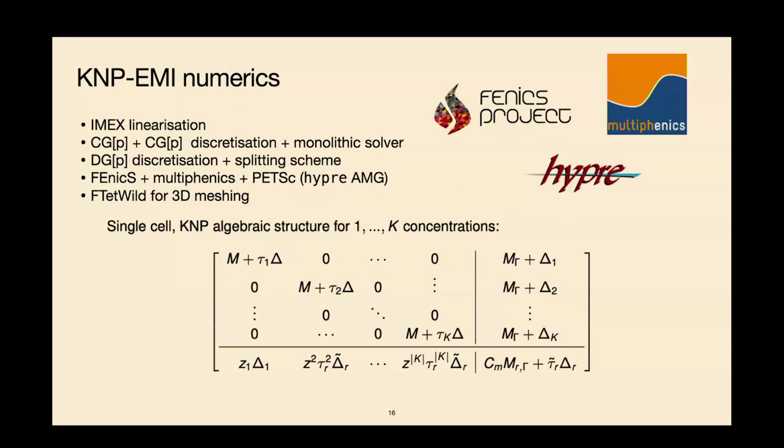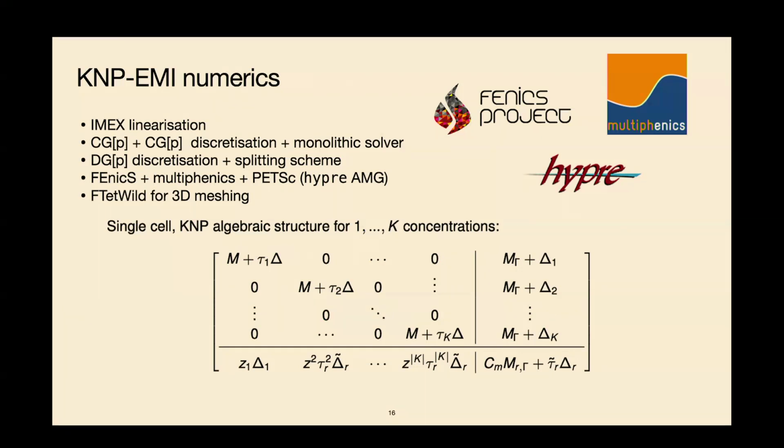For the numerics, we use IMEX linearization. The problem that I showed initially was not linear, so we need to linearize. And for this, we do implicit-explicit. We have two different schemes. One is CG plus CG, CG inside and CG outside, of order P. And for that, we need something else. This is the multiphenics module, which can deal with the interfaces and a monolithic solver. And this is what I'm going to show.